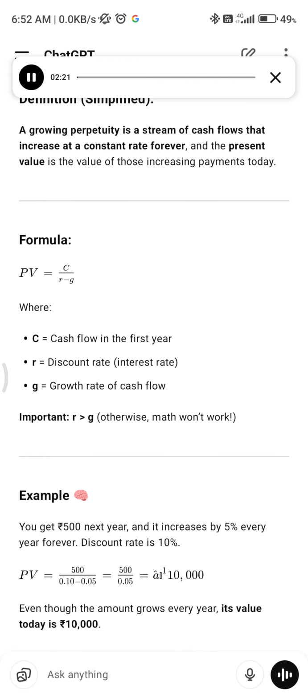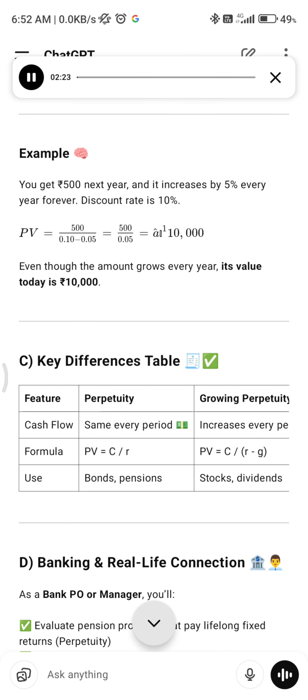Example, you get 500 next year and it increases by 5% every year forever. Discount rate is 10%. PV equals 500/(0.10 minus 0.05) equals 500/0.05 equals 10,000. Even though the amount grows every year, its value today is 10,000.